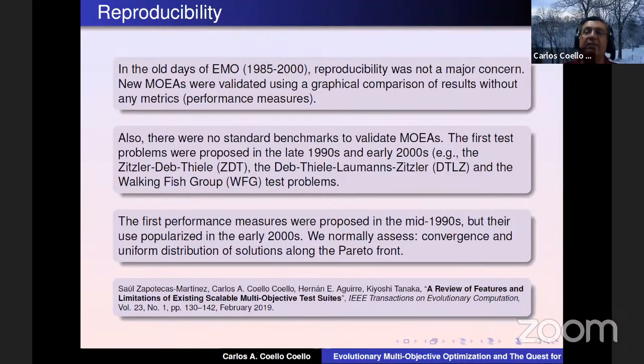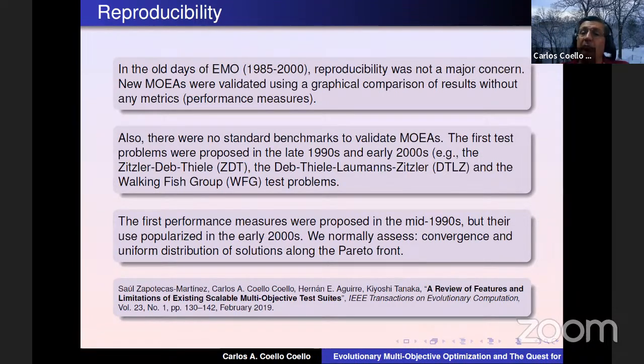So in the early days, and I can say the early days go from, of course, 1985, when the field was born, to the year 2000, more or less, perhaps 99, reproducibility was not a major concern. Nobody cared about this at all. When you had an idea for a new multi-objective evolutionary algorithm, the validation was very simple. You use a graphical comparison. You would plot the Pareto front generated by algorithm A, then the Pareto front generated by algorithm B. And this was like an art appreciation class. You would say, look how this front has some holes, and the other one generated by my algorithm doesn't have the holes, and so on.